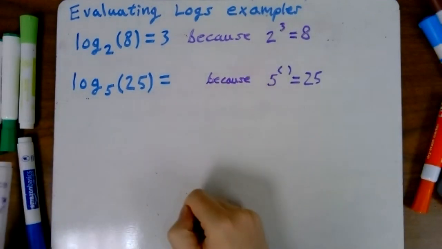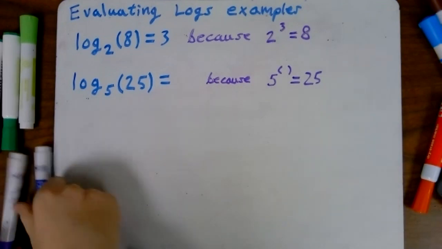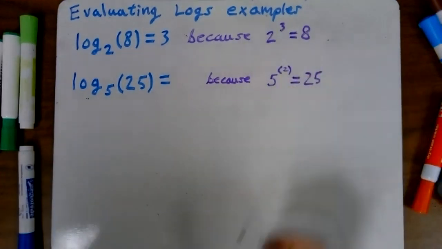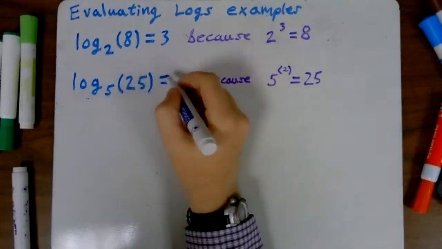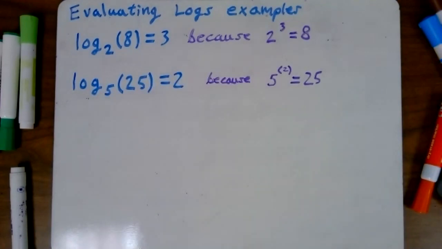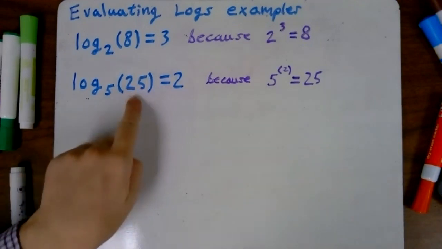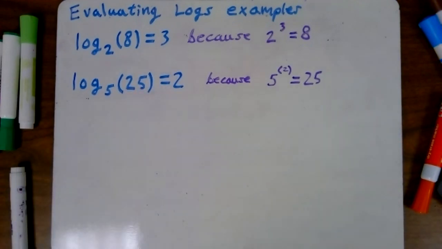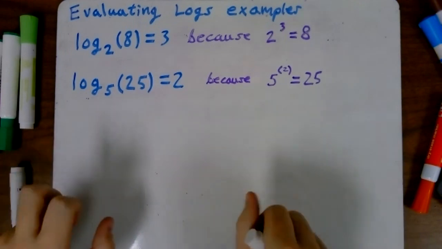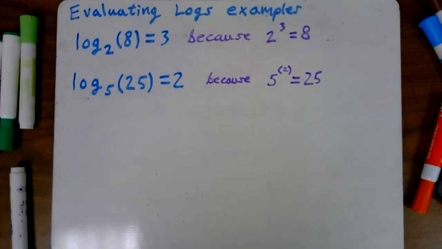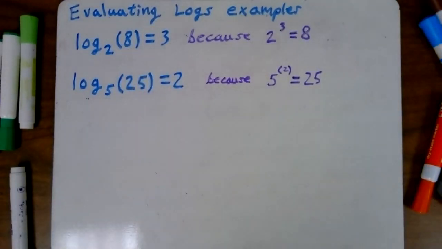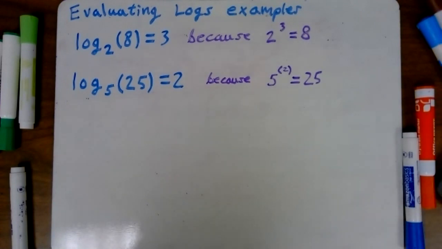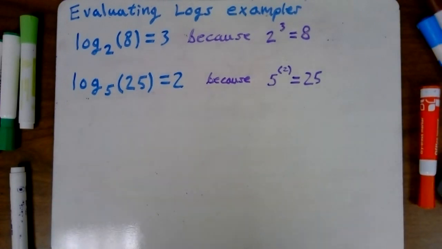Well, that's 5 times itself, or 5 squared. The log base 5 of 25 is 2. Five squared is 25. So really, logs are just asking you what power of the base gives me. 2 cubed gives me 8. 5 squared gives me 25. Okay. So those are a few basic examples.